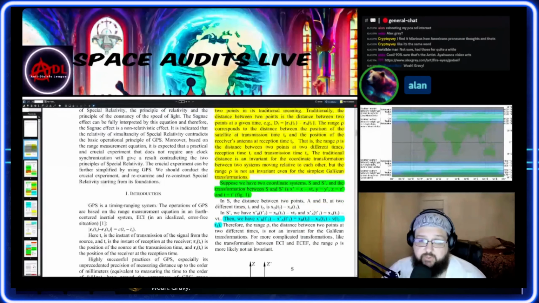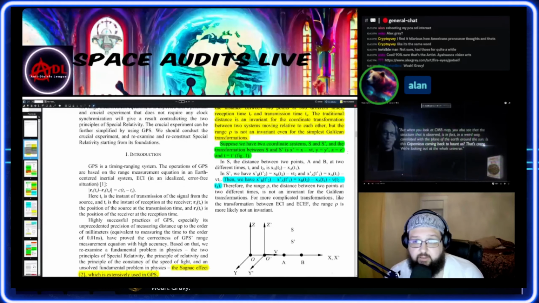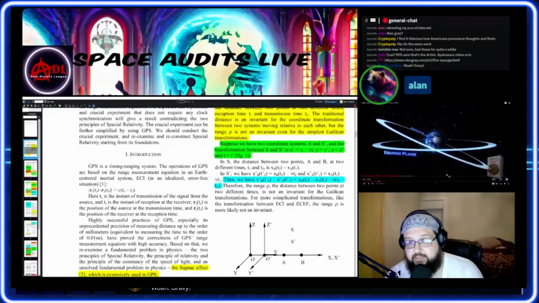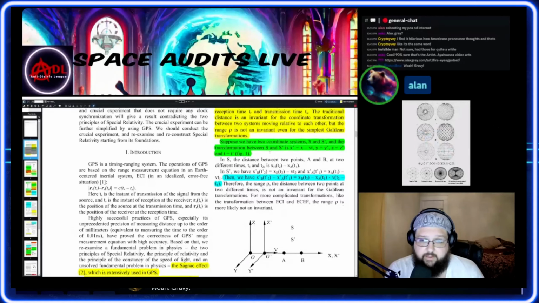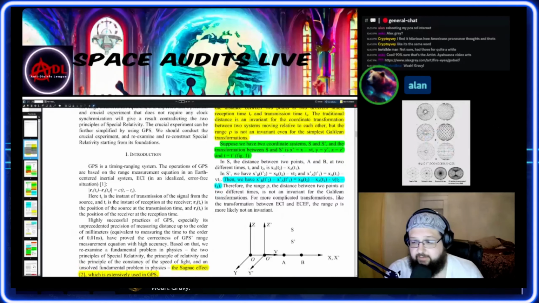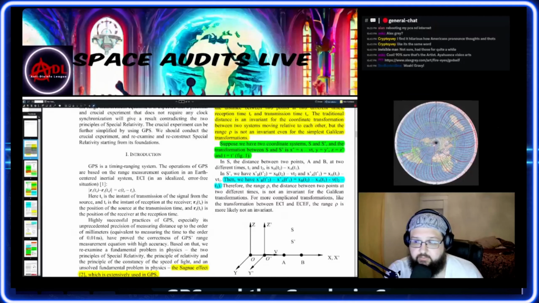So what he means by a simple Galilean transformation is he's just going to change one axis on the coordinate system. So I'll read you through what he's doing here, and it'll kind of make sense. Suppose we have two coordinate systems, S and S prime, and the transformation between S and S prime is X prime equals X minus V times T, and then Y equals Y prime, and Z equals Z prime, and T equals T prime. So what he's doing here is he's defining the XYZ axes, and then the new coordinate system is derived from the old coordinate system. So the only axis that's being changed here, the only coordinates.